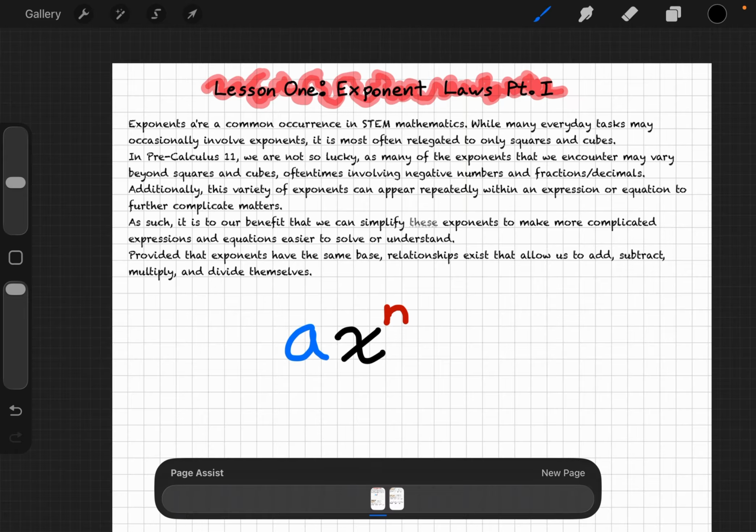As such, it is to our benefit that we can simplify these exponents to make more complicated expressions and equations easier to solve or understand, provided that exponents have the same base. Relationships exist that allow us to add, subtract, multiply, and divide themselves. So here we have this entire thing is called a power.